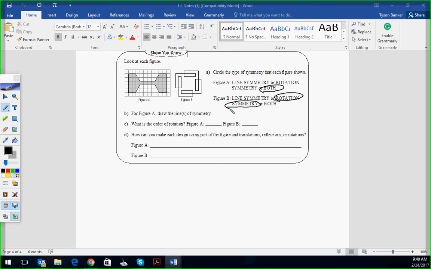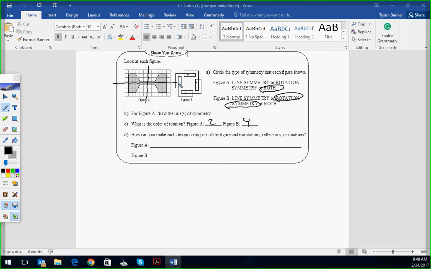Okay. So figure A, draw the line symmetry. I did have them, I erased them. Sorry. There's one. There's two. Okay. What's the order of rotation in figure A? 2. Figure B? 4. Good. 1, 2, 3, 4.